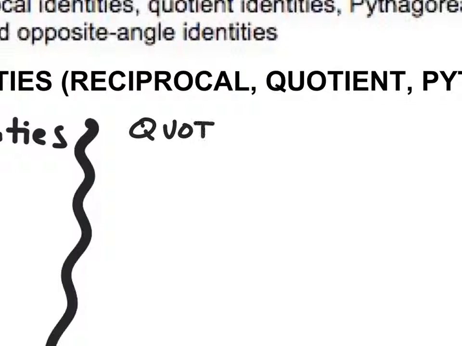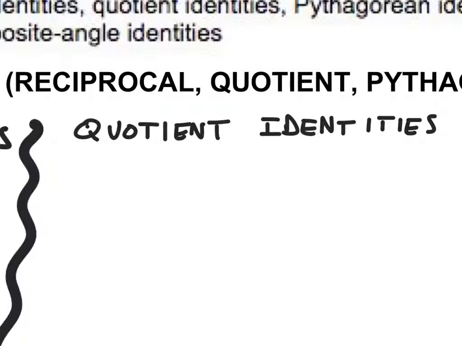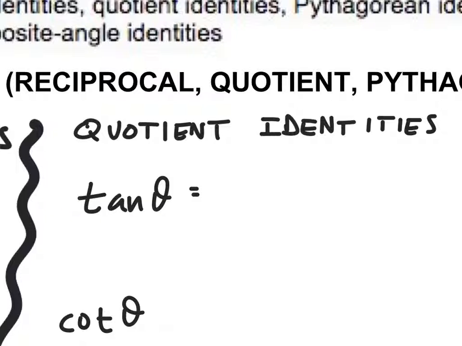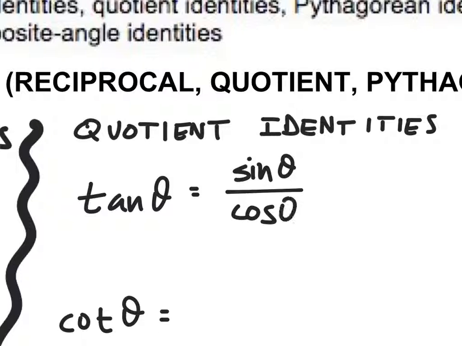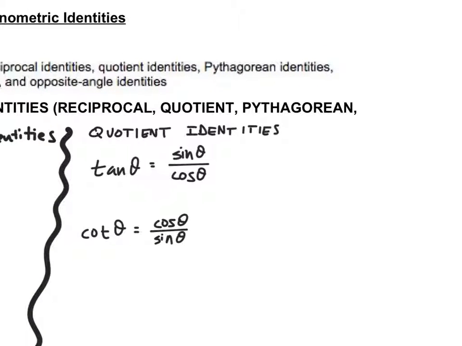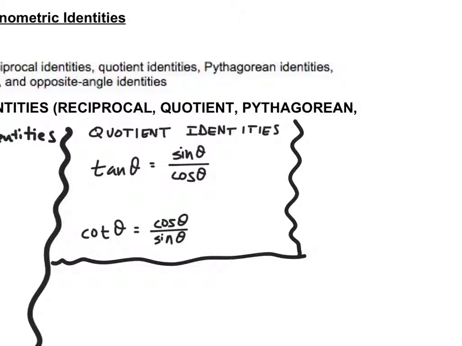All right, so the quotient identities. What I have when I talk about the quotient identities is mainly just 2 of them: tangent of theta and cotangent of theta. So I can write tangent of theta as sine of theta divided by cosine of theta. I can write cotangent as cosine of theta over sine theta. And these are identities that we've talked about already, but we're just going to be using them.